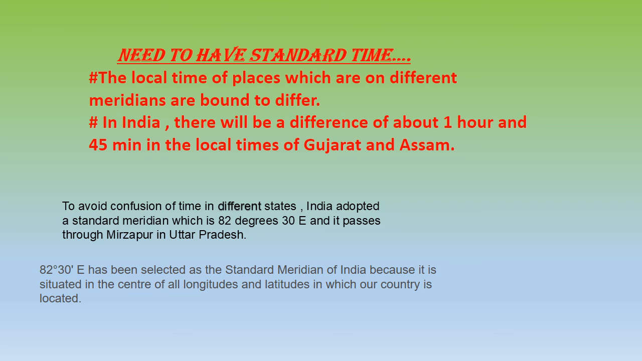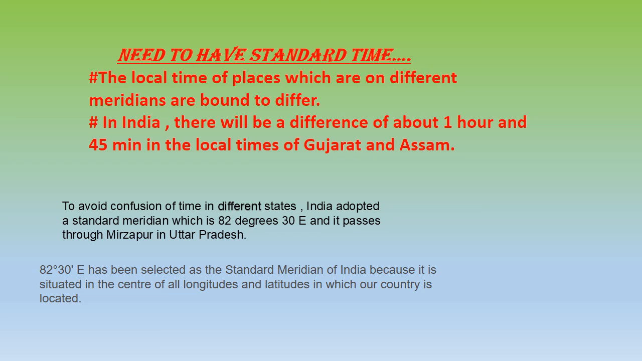Okay. Now local times of places are going to differ because of the different meridians. The longitudes are different. So to avoid these differences of time in different states, especially I'm talking about India right now, we adopted one standard meridian. Like for our entire earth, we have accepted one single 0 degree prime meridian as the base. So for India, there's a standard meridian to calculate time for Indians, which is 82 degree 30 minutes east. And it passes through Mirzapur in Uttar Pradesh.